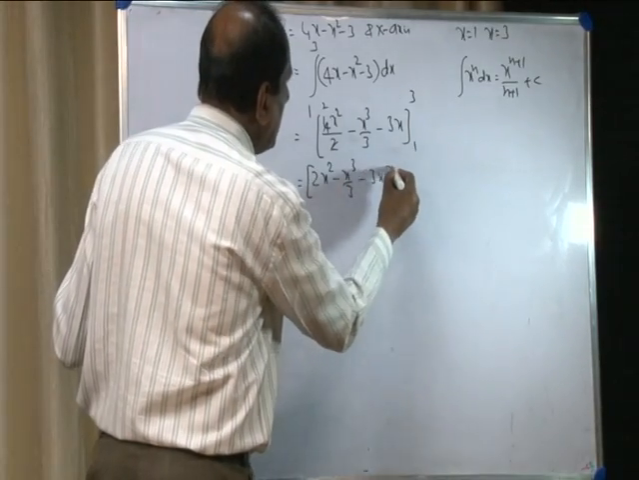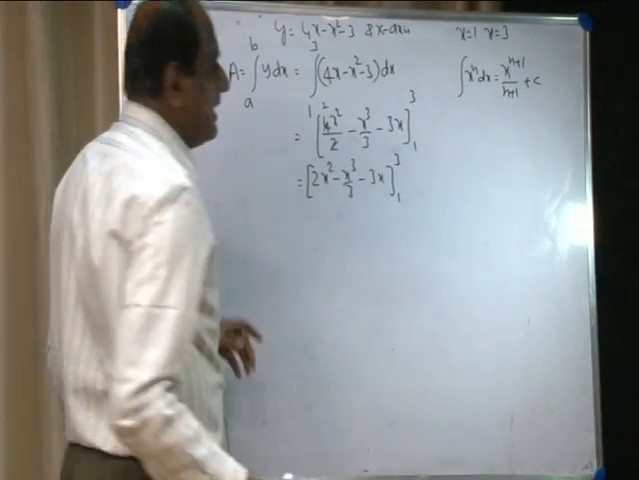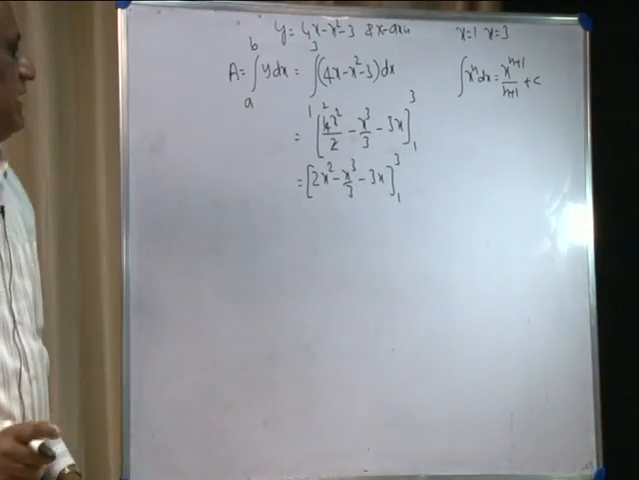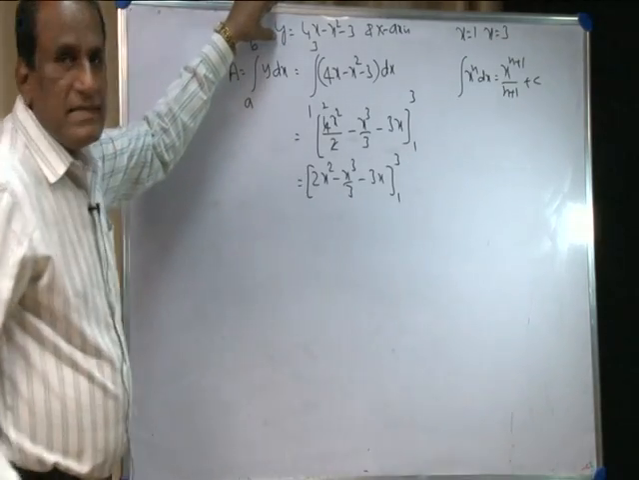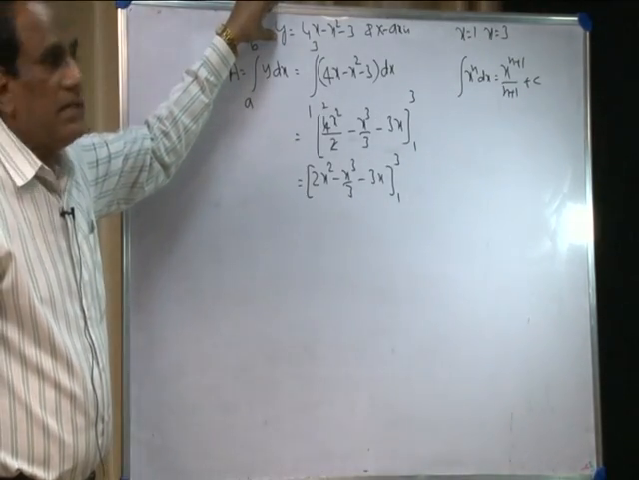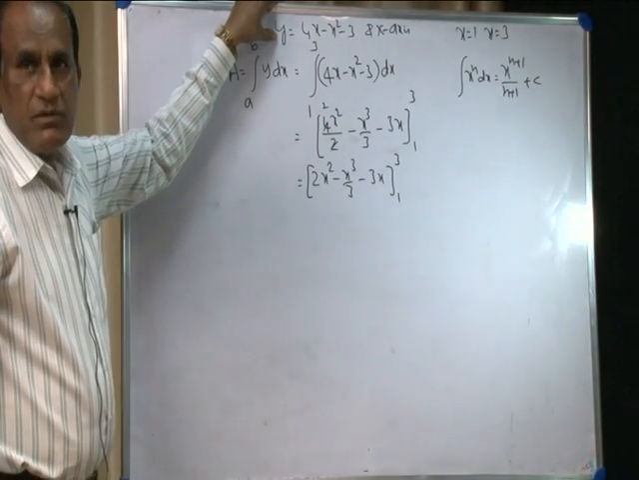minus 3x between the limits 1 and 3. Observe this problem once again. If limits are not given, we have to find out the limits. How to find limits?